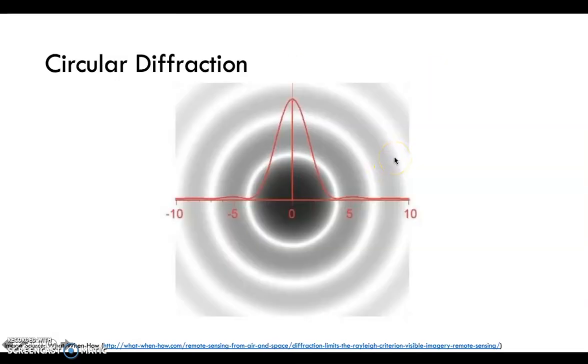So this graph is representative of what happens when light goes through a circular aperture or a circular lens. So you'll see that the wave is the most intense again in the middle, and then as it spreads out, the intensity decreases or fades. And so this is essentially a ripple effect, like when you throw a rock out onto a lake. And so that is circular diffraction.